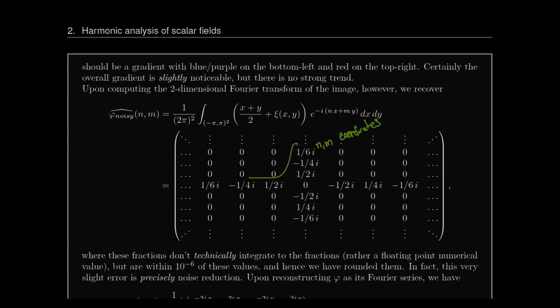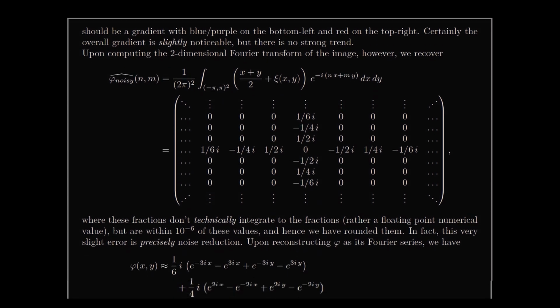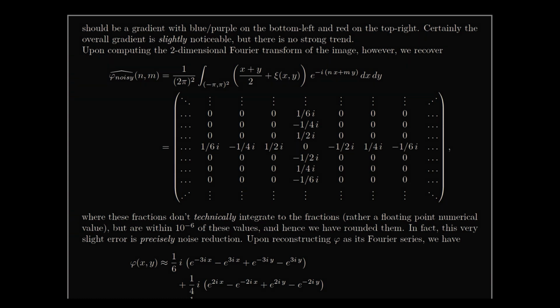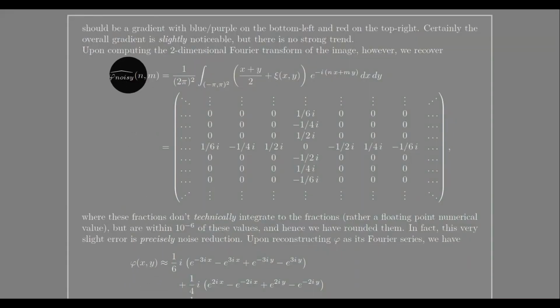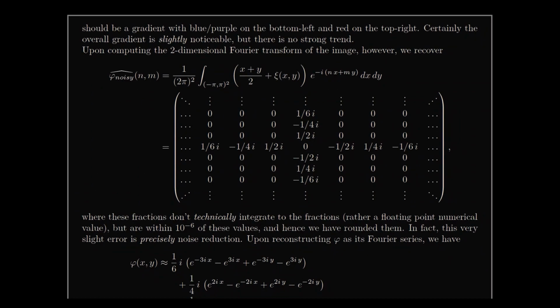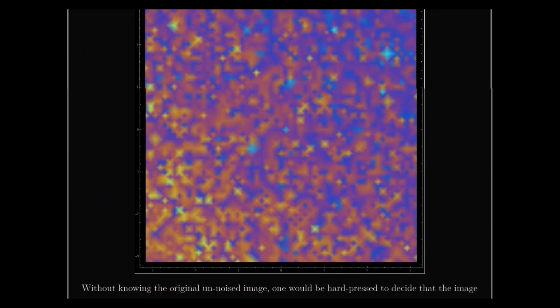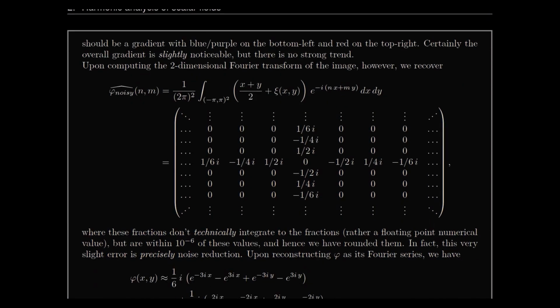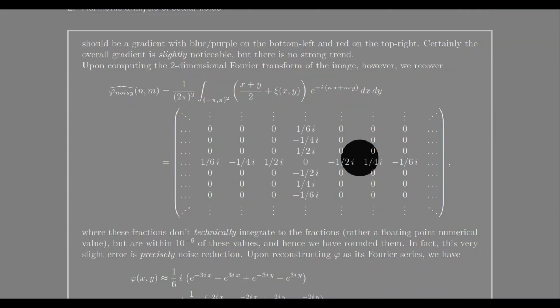So I'm able to reconstruct my function just by grabbing these numbers and multiplying them by the correct exponentials, obviously with a plus sign instead of a minus sign on them, and then adding them all together. If I do that with all the numbers here and add them all together, I get a reconstruction of phi, okay? So I'm reconstructing phi from phi noisy hat, right? So I'm taking a Fourier transform of this image. I'm getting a bunch of numbers. The image gives me numbers themselves. The numbers look like this.